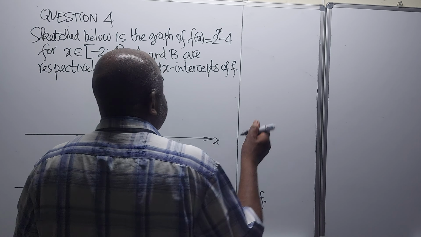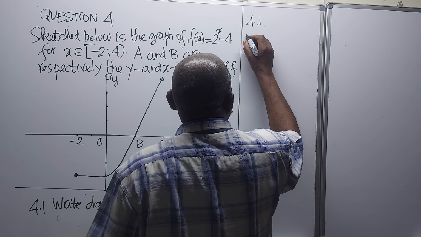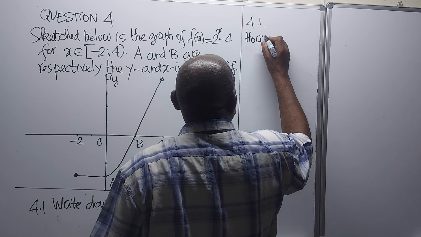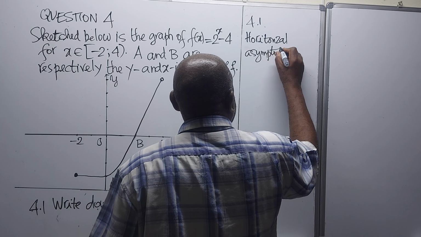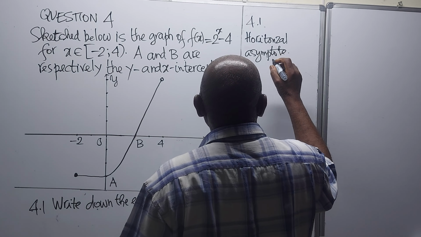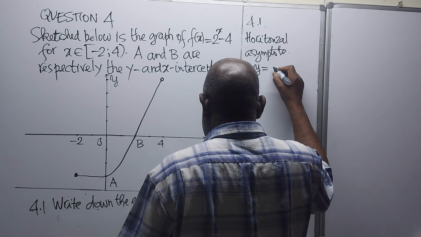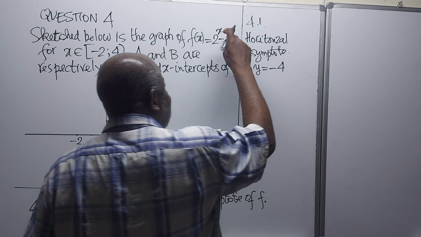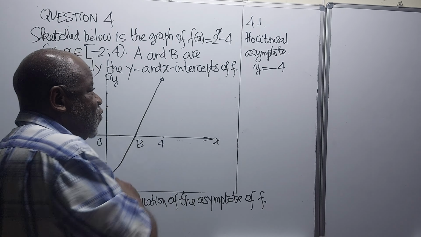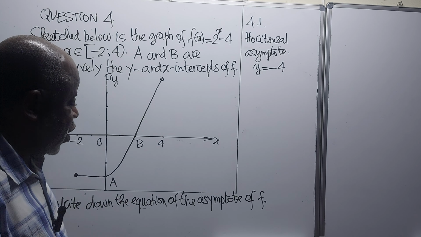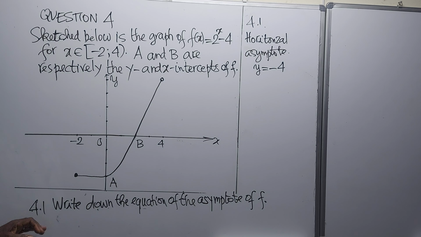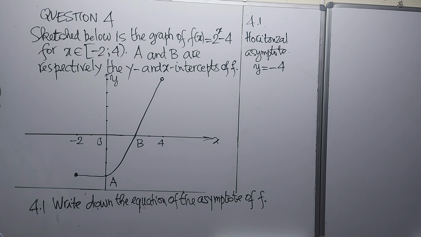So for 4.1, we will write here: the horizontal asymptote will be y = -4. As you can see here, -4 will be the horizontal asymptote. So this is question 4.1. I'm going to clean the board so that we can have some space to write question 4.2. Then we will continue with the rest of the questions.